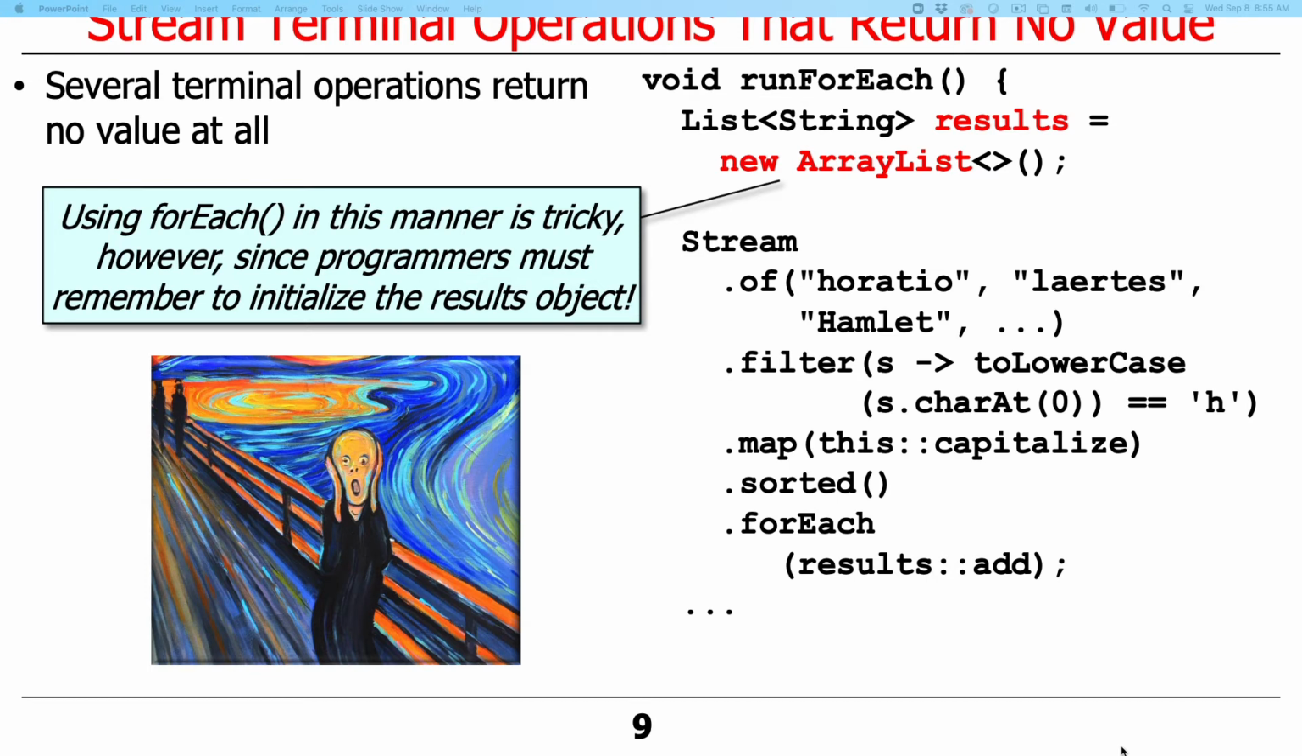However, using forEach in this manner is very tricky. It requires the programmer to initialize the results object. If we fail to initialize it, if we just say list string results, semicolon, then it won't be initialized. And when we use add, chaos and insanity will ensue because it'll try to be adding something to an object that doesn't exist or has not been initialized. So we'll come back later when we talk about collect, and you'll see there's a much better way to do this. But this is one way to do things.